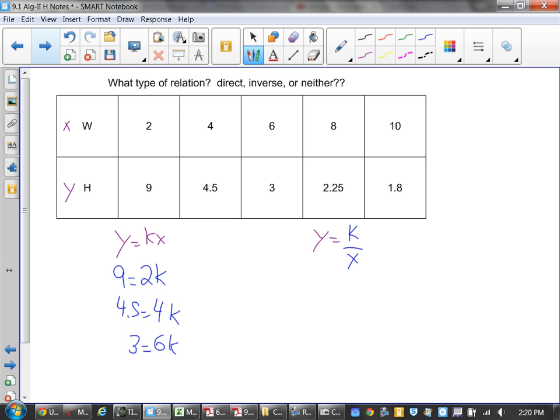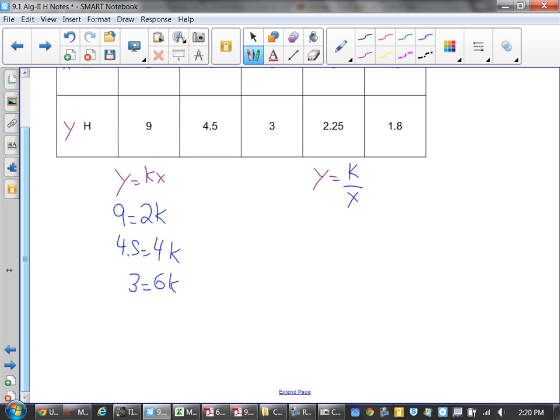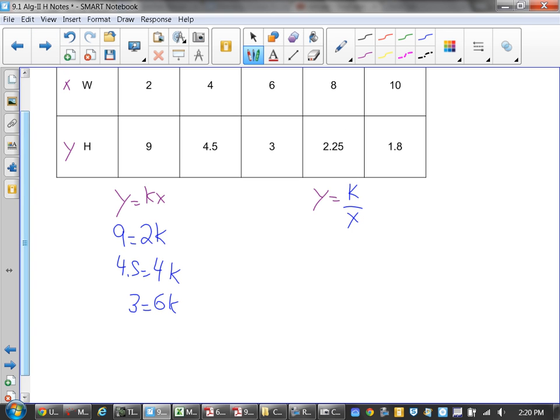Yeah. So I'm not going to write them out for all of them because you don't really need to. Because if you start to look at it, 9 divided by 2 is what? 4.5? 4.5 divided by 4 is something I don't care, but I know that 3 divided by 6 is a half. These two are not the same, are they? So I know it's not direct. Okay? I don't have to check them all. I check ones I can do real quick in my head. If I solve for k here, I get 4.5 and a half. Those aren't the same. So I know it's not direct. Oh, they'd all be the same. Yeah, that value of k is the same for each one of them then.